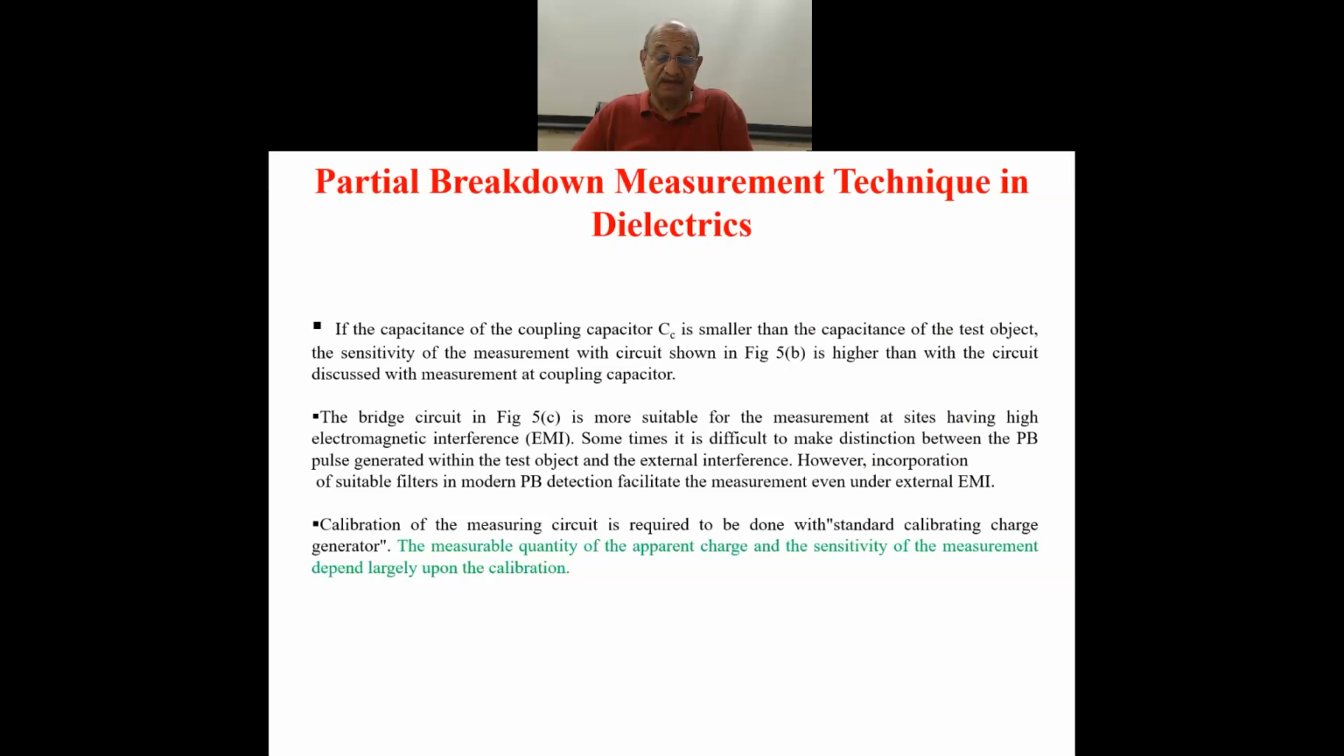Sometimes it is difficult to distinguish between the PD pulse generated within the test object, which is what you are interested in, and the external interference. They look the same, but you can find it out. How can you find it out? I have been doing it: you reduce the voltage applied, and if the pulses are still being shown on the detector, that means it is from an external source.